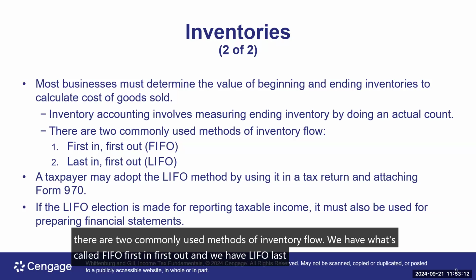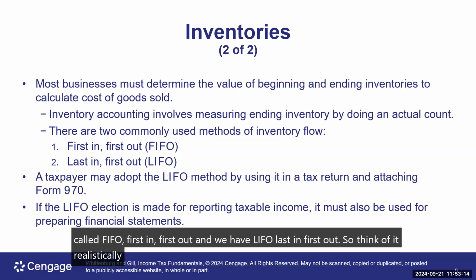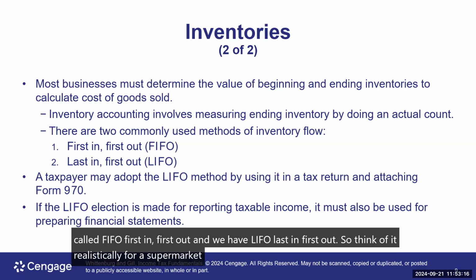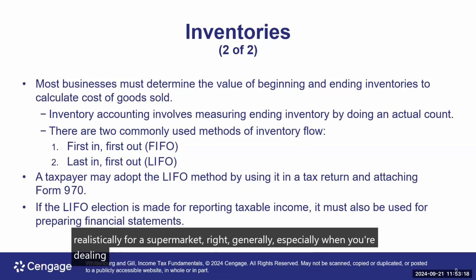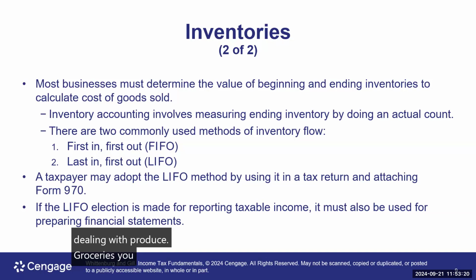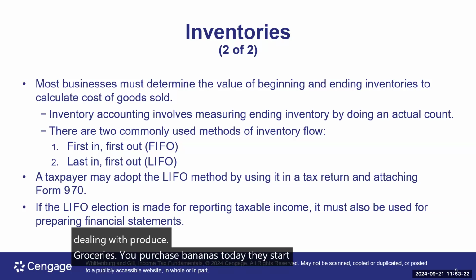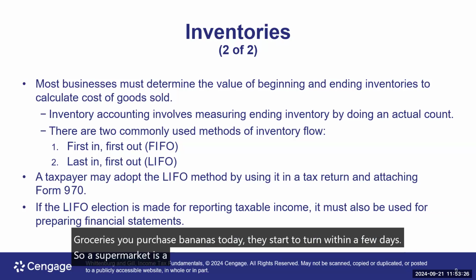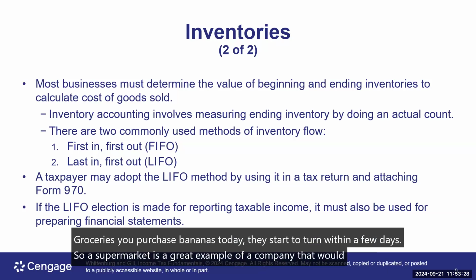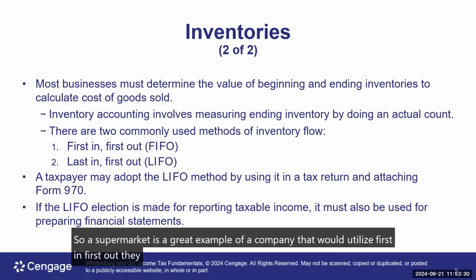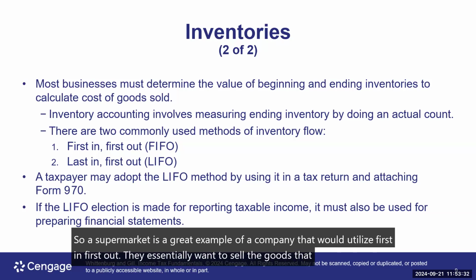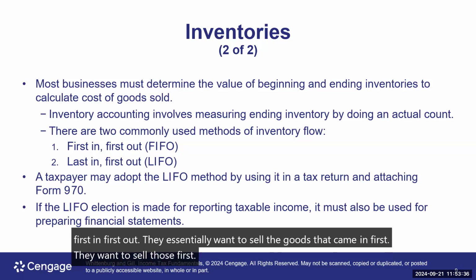So think of it realistically for a supermarket, right? Generally, especially when you're dealing with produce and groceries, you purchase bananas today, they start to turn within a few days. So a supermarket is a great example of a company that would utilize first in, first out. They essentially want to sell the goods that came in first. They want to sell those first, versus last in, first out.